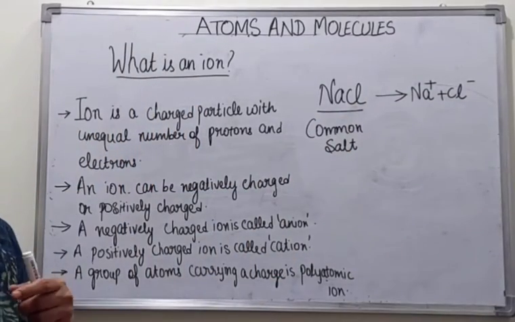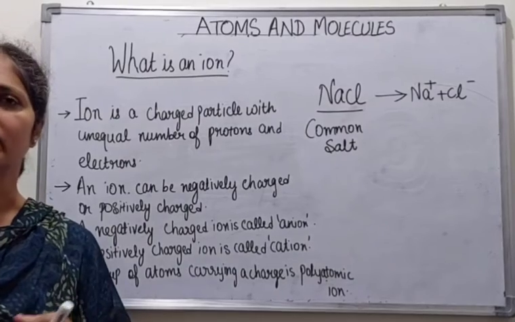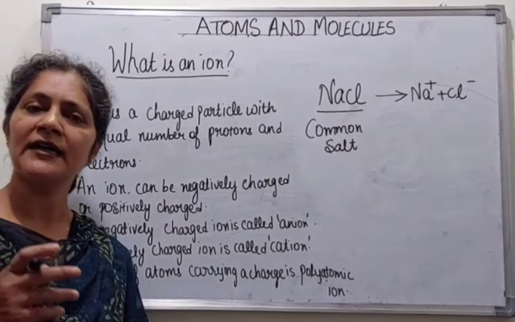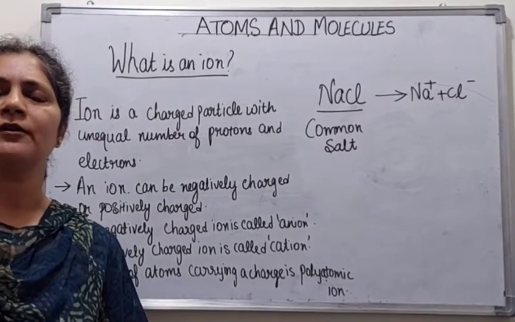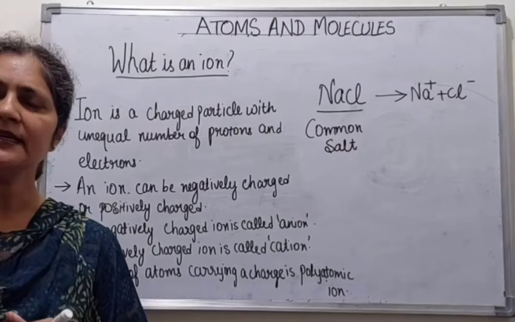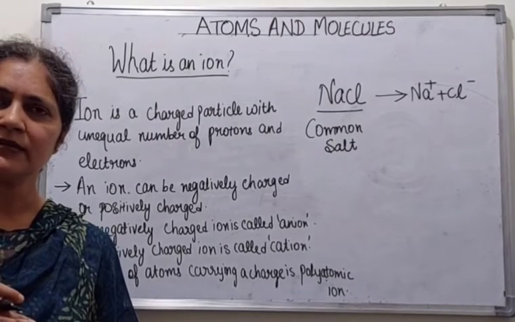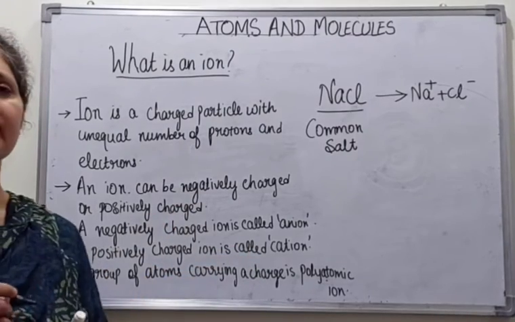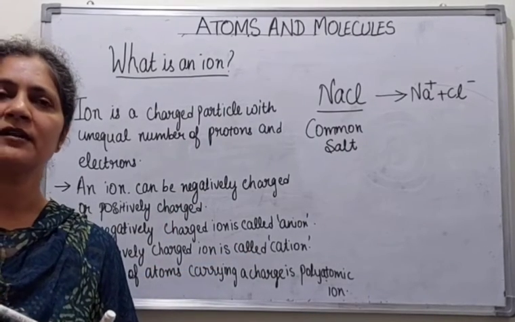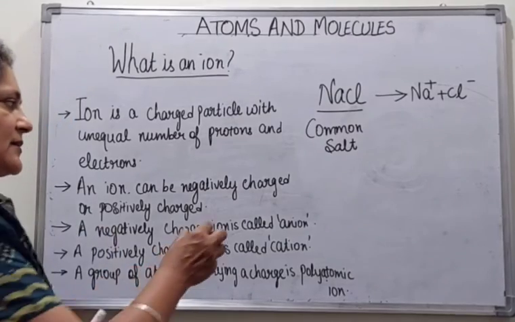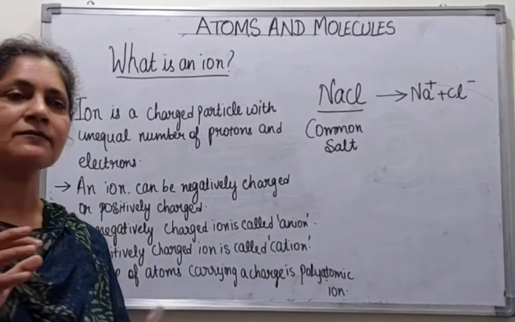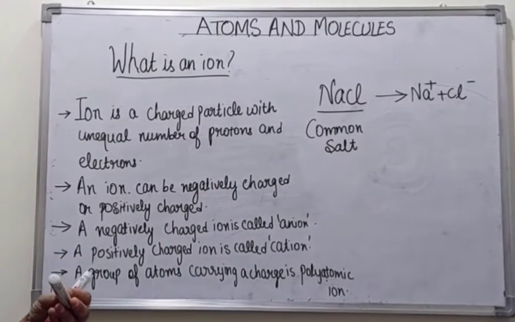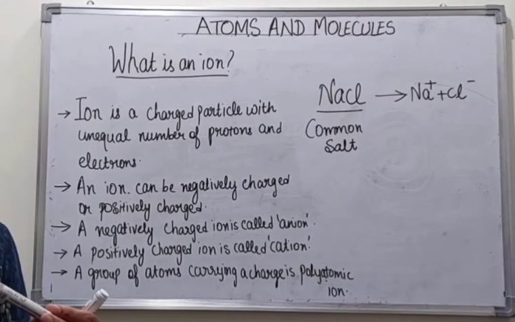All the compounds made up of metals and non-metals form ions. And ions always have an unequal number of protons and electrons. When they lose electrons, they become positively charged, they are cations, and when they gain electrons, they become negative and are known as anions. In the compounds of metals and non-metals, one is positively charged and the other is negatively charged.